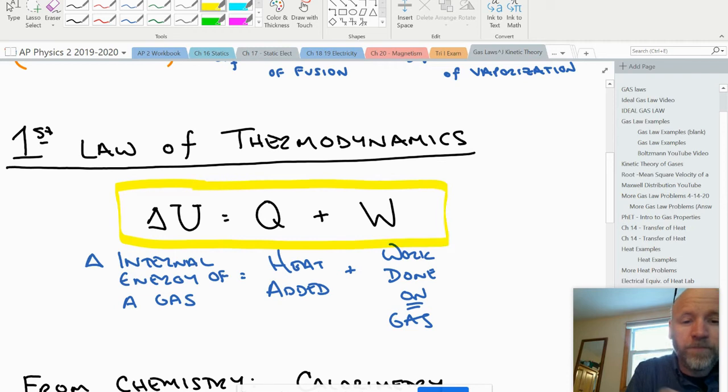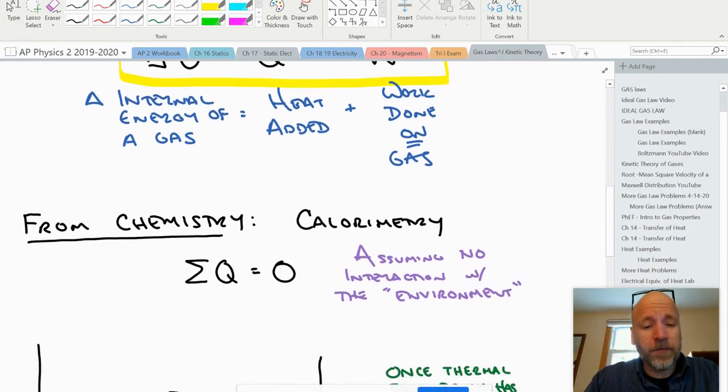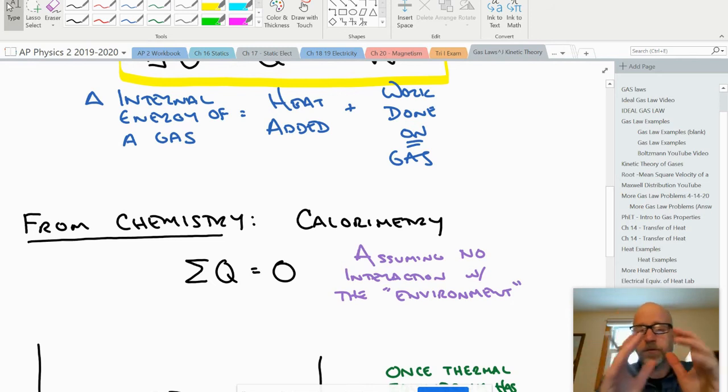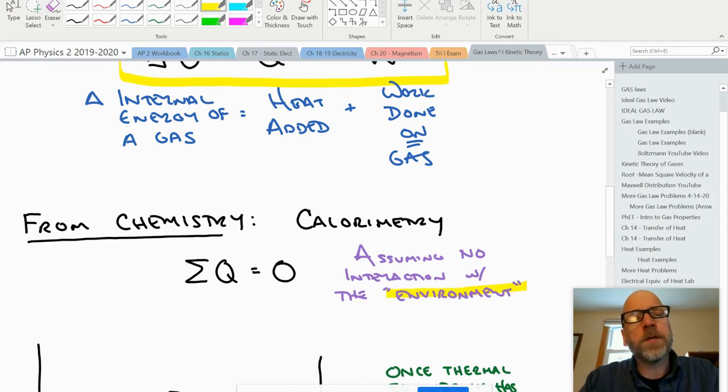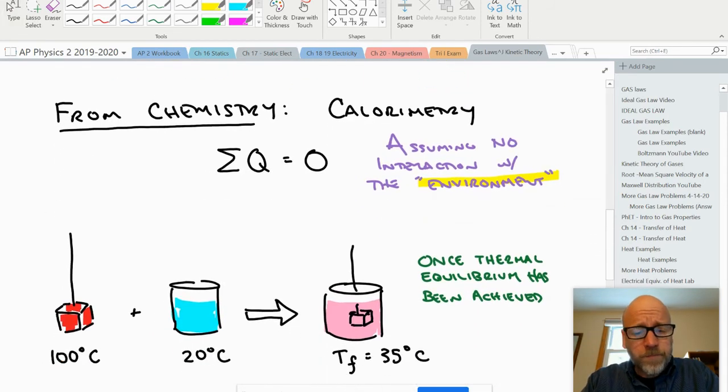And the last thing I needed to hit on from chemistry. Calorimetry is all about the sum of the heat of the system being equal to zero. If heat flows out of one substance, it flows into the other. In calorimetry, we are always going to assume that there's no interaction with the environment. Another way to put it would be to say it's thermally isolated. We don't deal with the heat loss out. Now, I bring this up because it's actually very easy, but chemistry and physics sometimes treat it slightly differently.